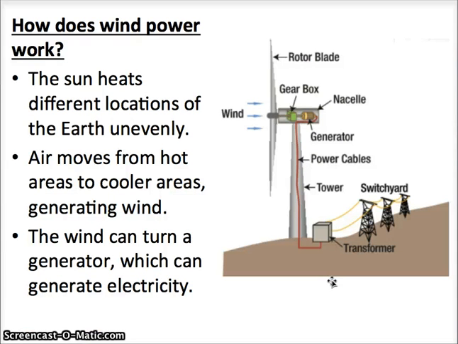Let's talk about how it works. So let's first talk about what wind is. So wind is formed when the sun heats different locations of the earth unevenly. And as some air gets heated, the air moves from hot areas to cooler areas. And when that happens, it produces wind. This wind can be used to turn a turbine that's in here, which is connected to a generator. And the generator creates electricity, which runs to the transformer and to the power lines.